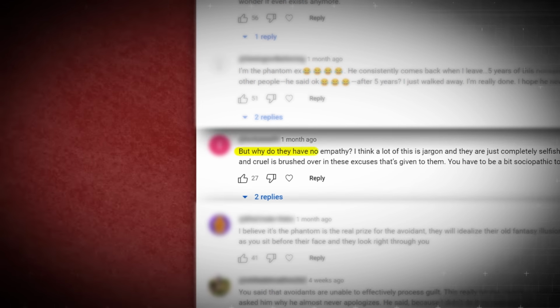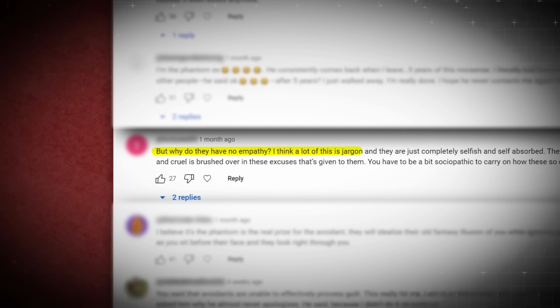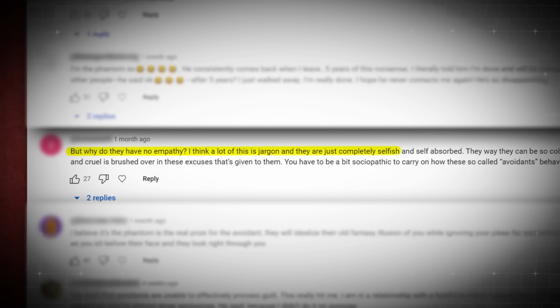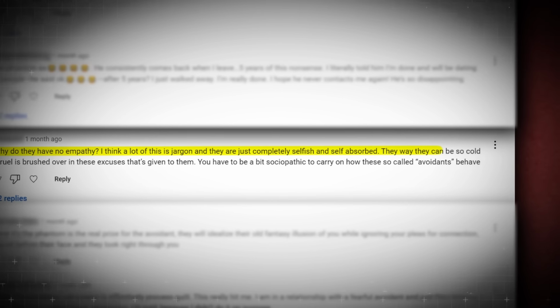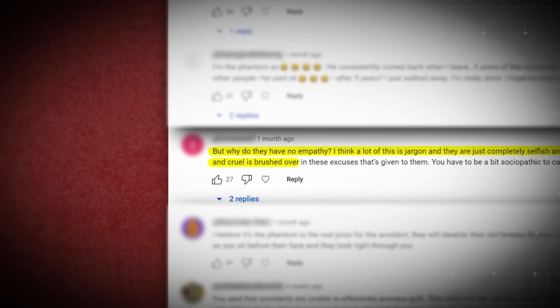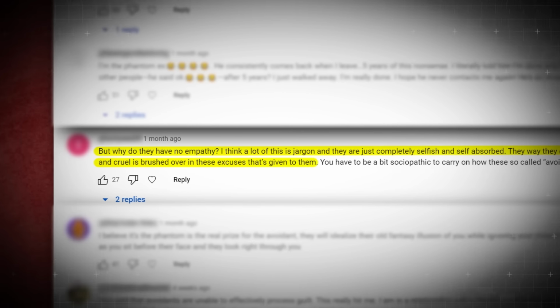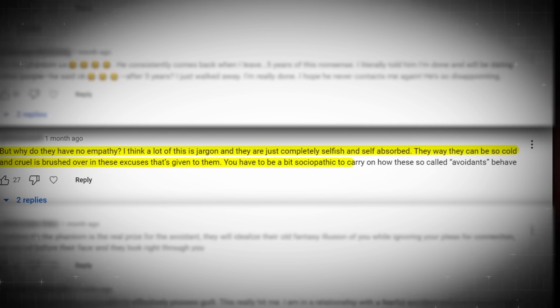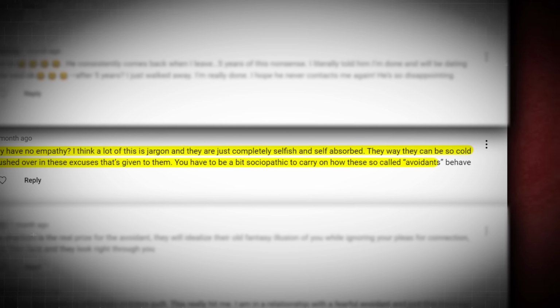We tend to see a lot of comments like this. But why do they have no empathy? I think this is a lot of jargon and they are just completely selfish and self-absorbed. The way they can be so cold and cruel is brushed over in these excuses that's given to them. You have to be a bit sociopathic to carry on how these so-called avoidants behave. Now there's a lot to unpack in this comment here. But first, before we do, let's take a look at the other side of this war.